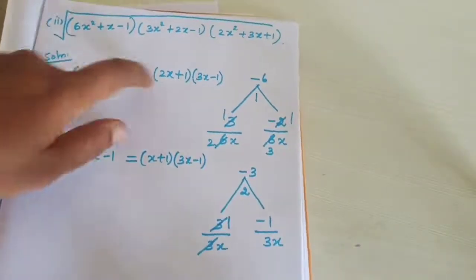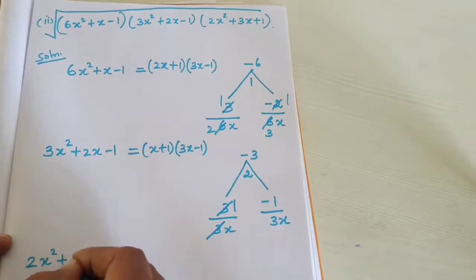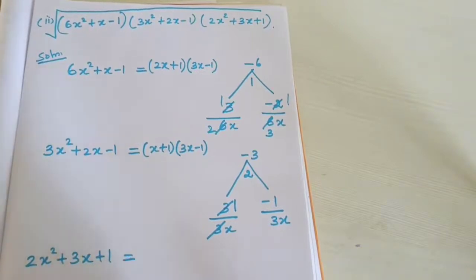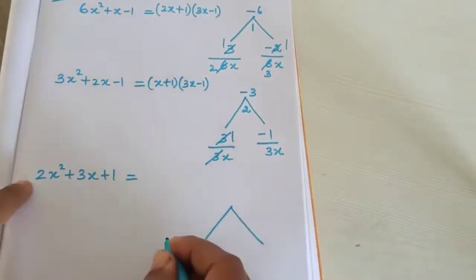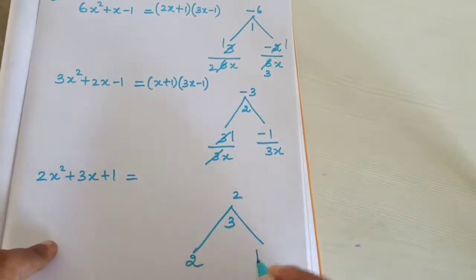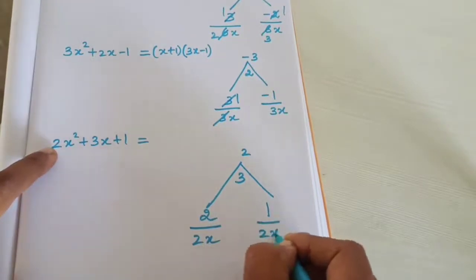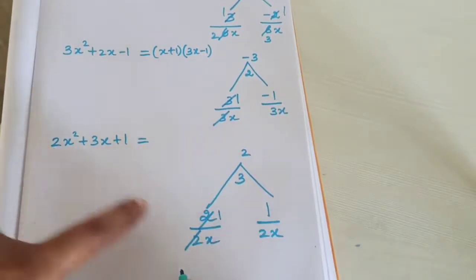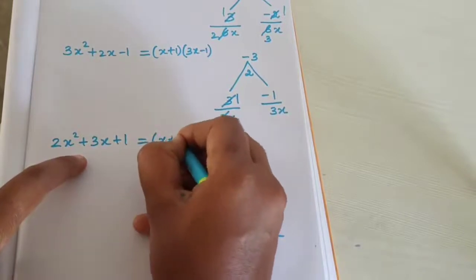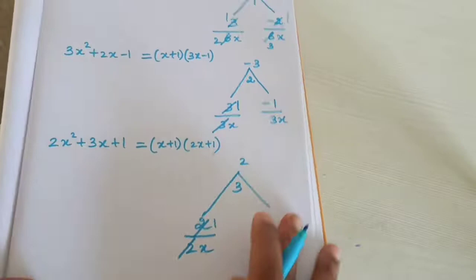Check for the third polynomial. 2x square plus 3x plus 1, which is equal to. Multiplying factor 2, addition factor 3. Guess the numbers: 2 and 1. Here you need to divide by the coefficient. After that cancelling process you will get x plus 1 into 2x plus 1. Now write the question as it is.